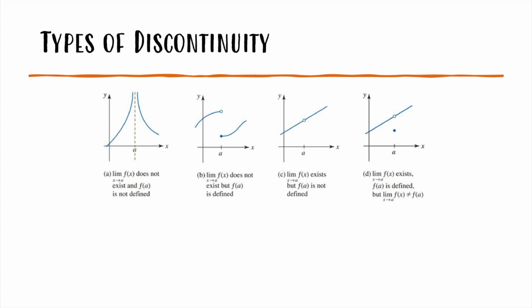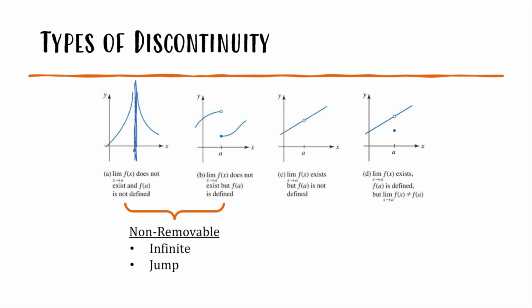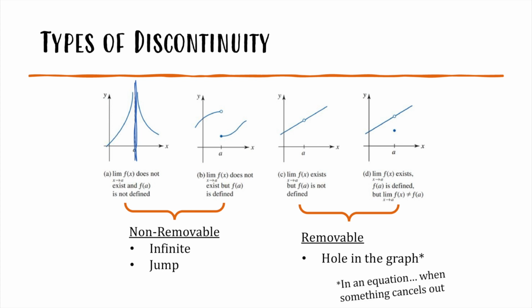We have a couple different types of discontinuity. We have what we call a non-removable discontinuity. That could be an infinite discontinuity where the graph just goes off into oblivion somewhere in the middle, or a jump discontinuity where the limits don't exist. Or we could have a removable discontinuity, and that's some sort of hole in the graph. Now, a hole in the graph is, if you're looking at an equation, something that cancels out. So keep that in mind.